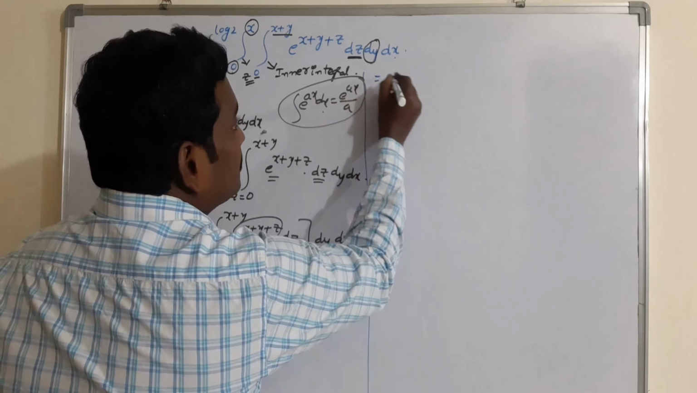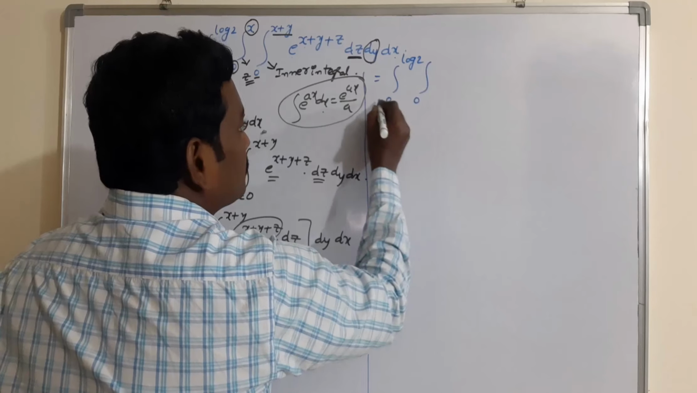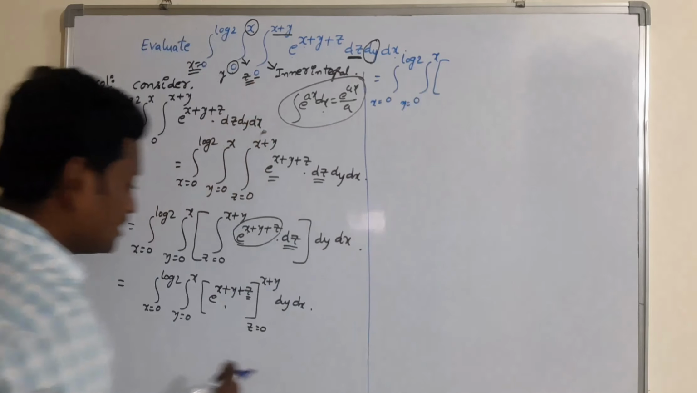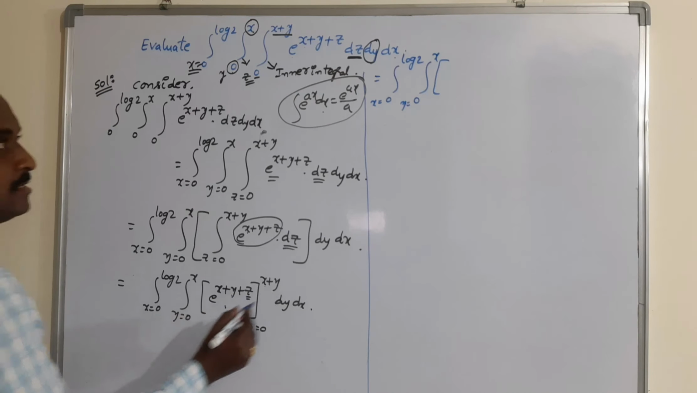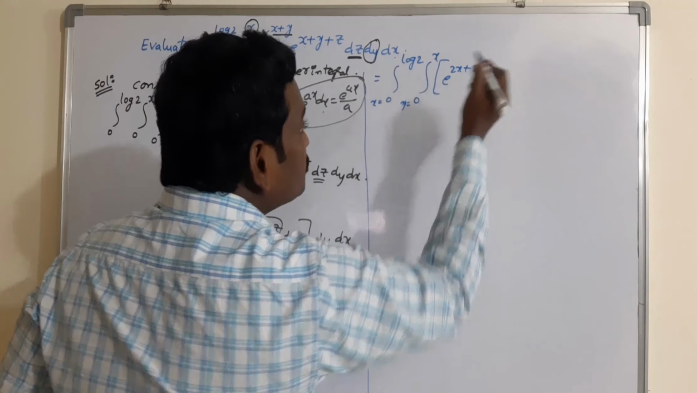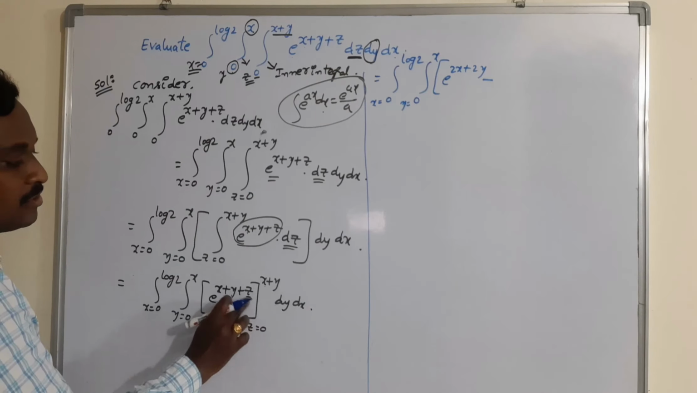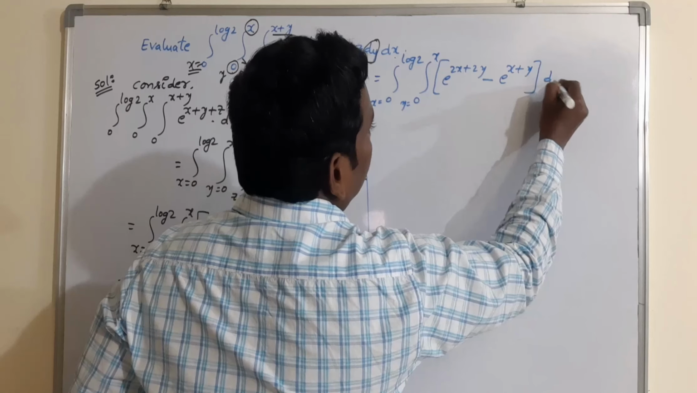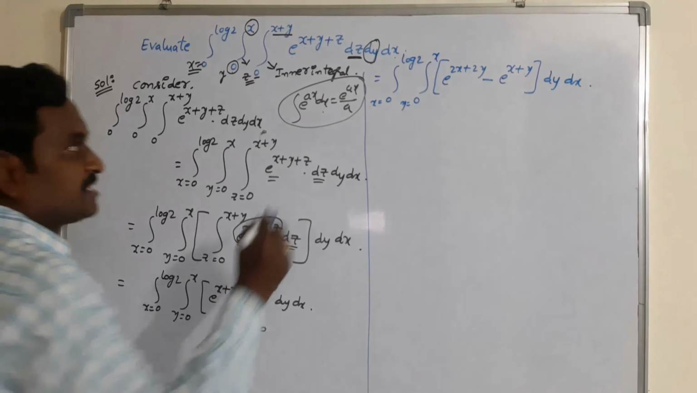So that is equal to integral 0 to log 2, integral 0 to x, these are the x limits and these are the y limits, open a bracket, apply the upper limit. So e power x plus y plus x plus y. That's why you are getting x plus x, 2x, and y plus y, 2y. Minus, don't forget applying the lower limit. By replacing the lower limit z is equal to 0, you will get e power x plus y, whole into dy dx. Now I will take the integration with respect to y.